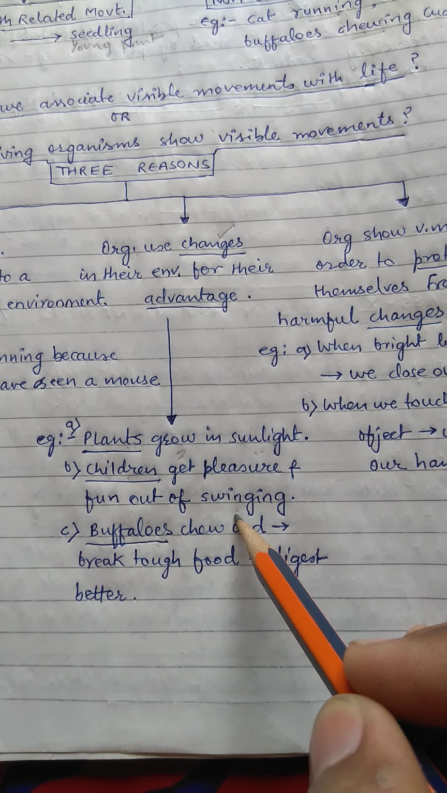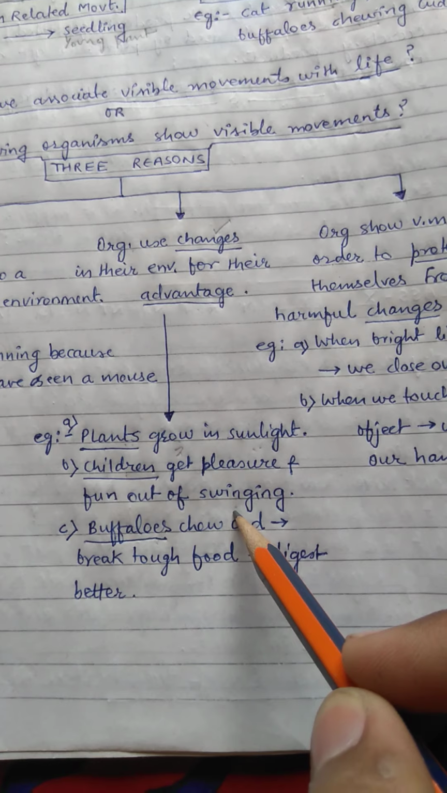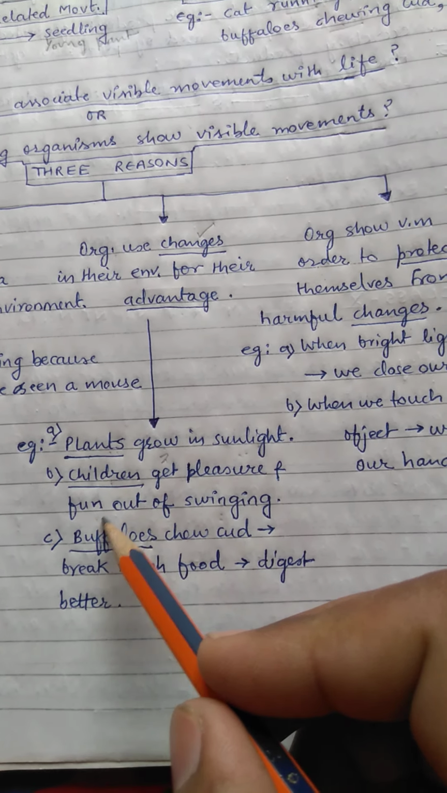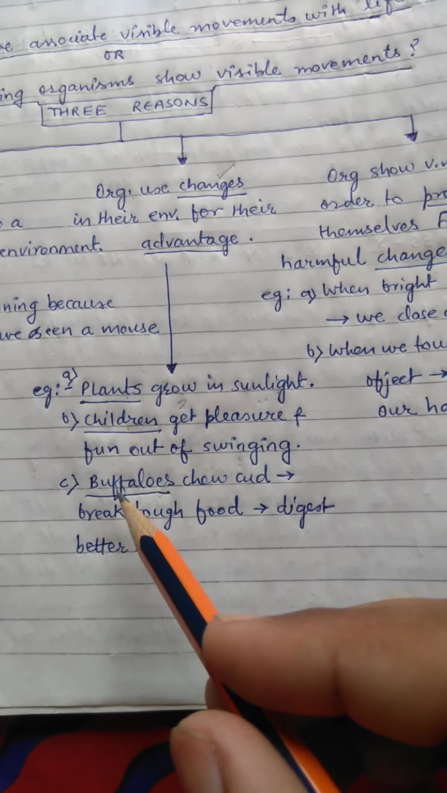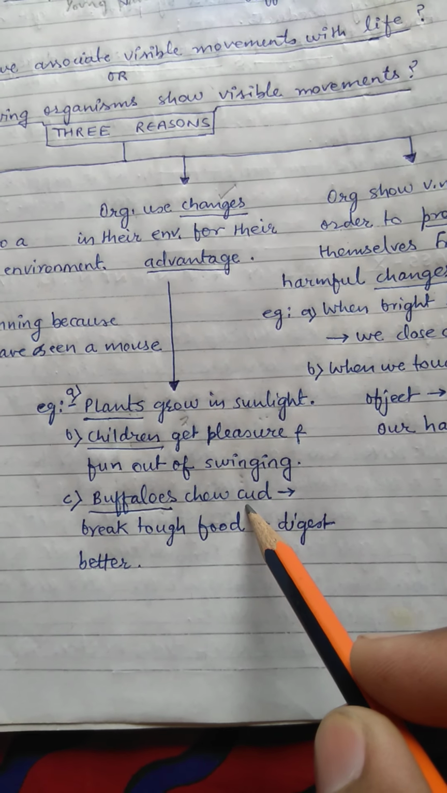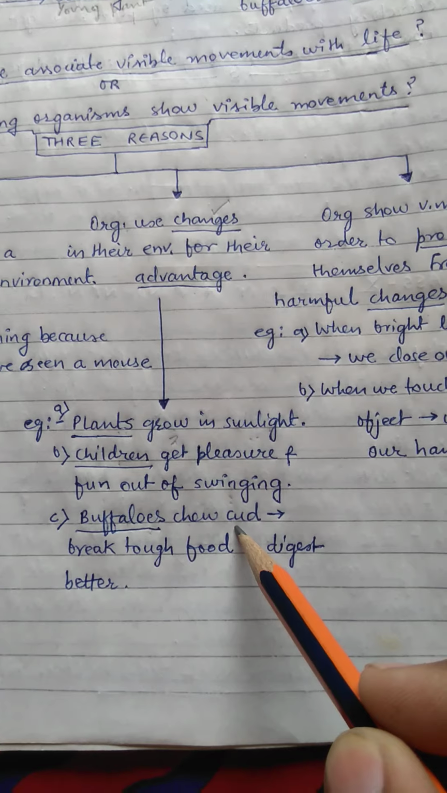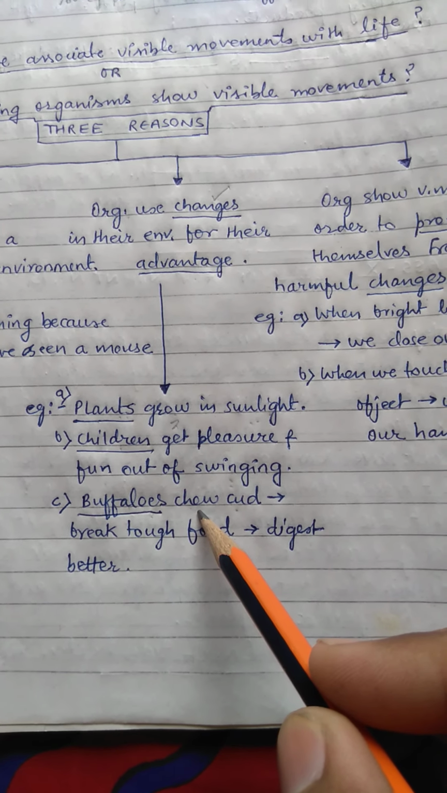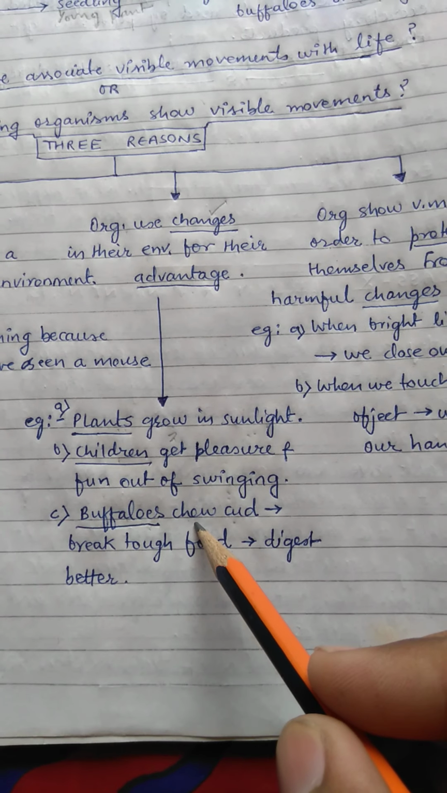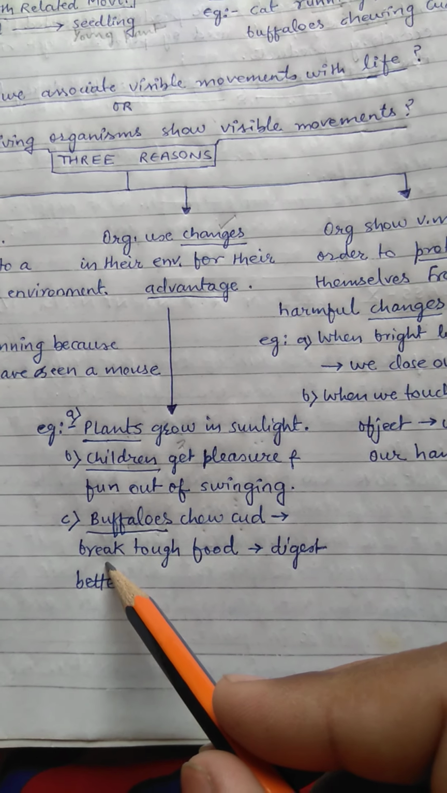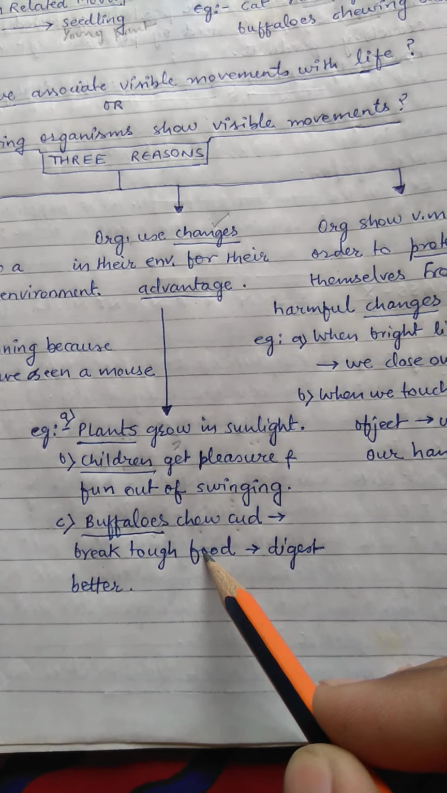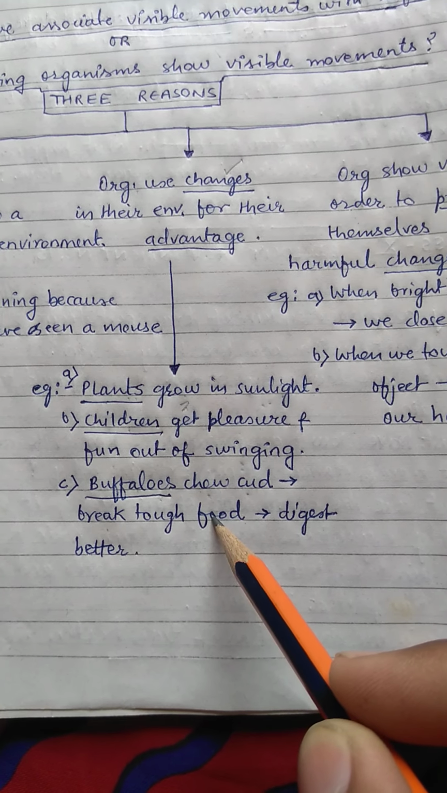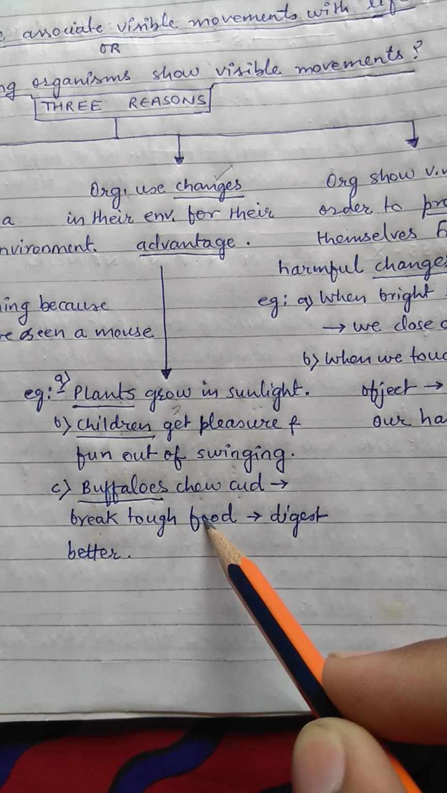On the other hand, children are playing on the swings. So they are swinging on the swings. Now they must be getting the advantage of pleasure and fun when they are swinging. On the other hand, buffaloes chew cud, and in the topic of nutrition, we have seen that with the help of teeth, we chew the food particles. Now, when we chew the food particles, we try to break that tough food into smaller particles, which are usually of the same texture and same small size.